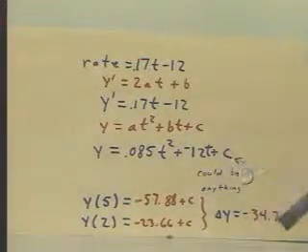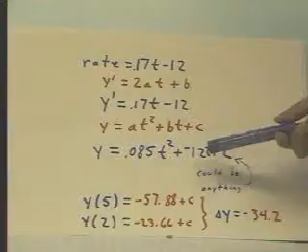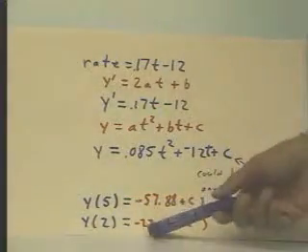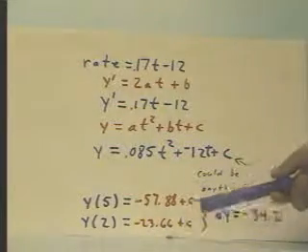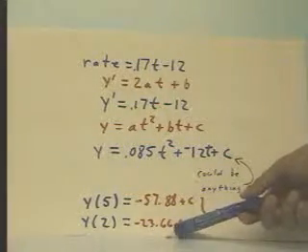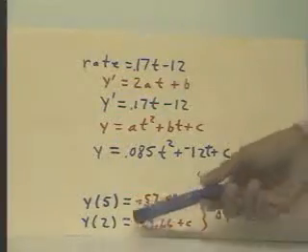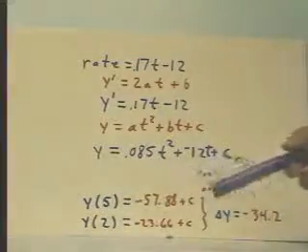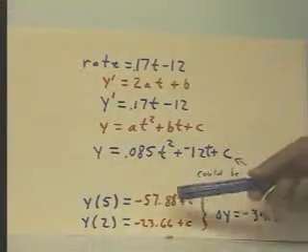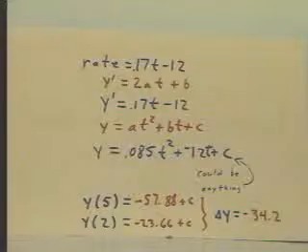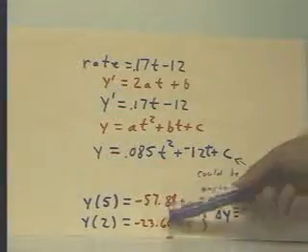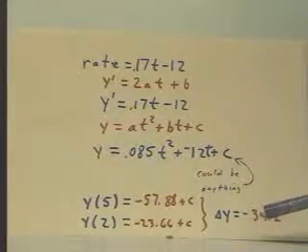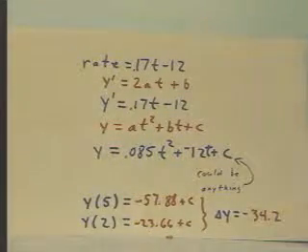We see that if we take this depth function and evaluate it at clock time 2 seconds, we get negative 23.66, that'd be 23.66 centimeters plus c. We understand these depths to be in centimeters. And if we evaluate the depth function at clock time 5 seconds, we get negative 57.88 centimeters. What does this tell us? Well, this tells us that our change in depth between clock time 2 and clock time 5 is negative 34.2.